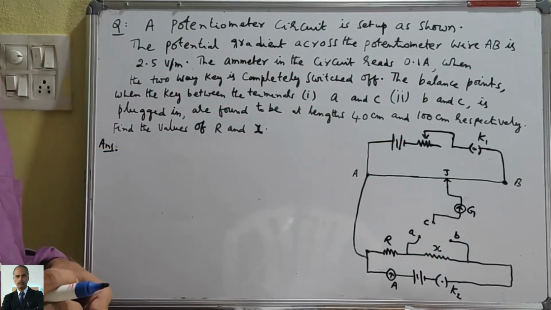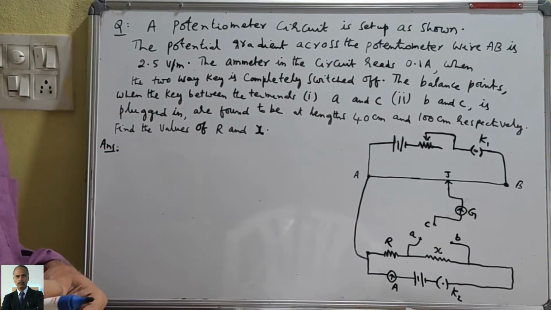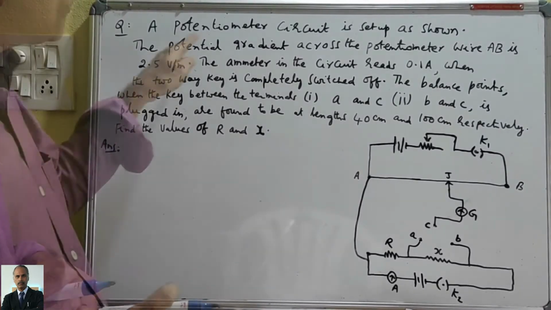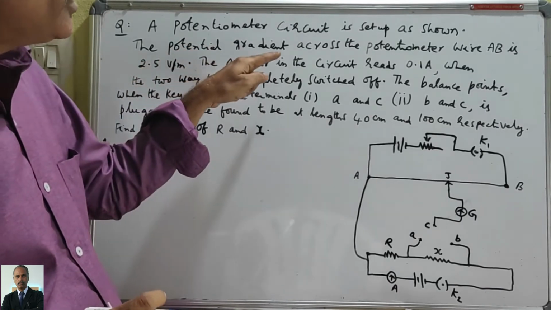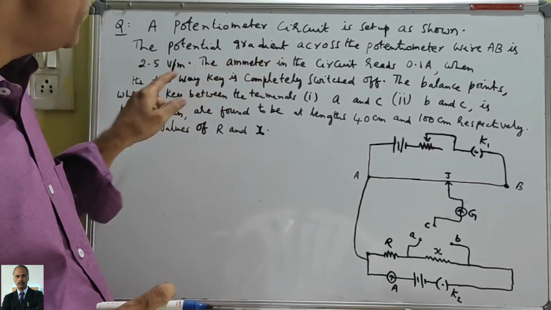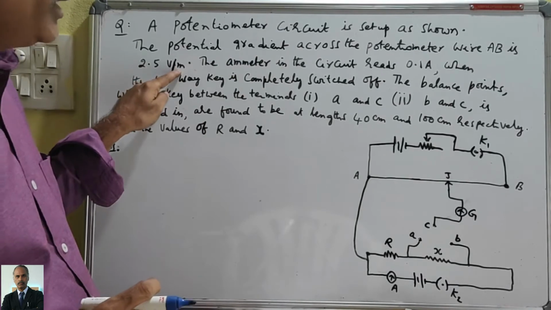Hello my dear students. Now we are going to do a problem on potentiometer. A potentiometer circuit is set up as shown. The potential gradient across the potentiometer wire AB is 2.5 volt per meter.